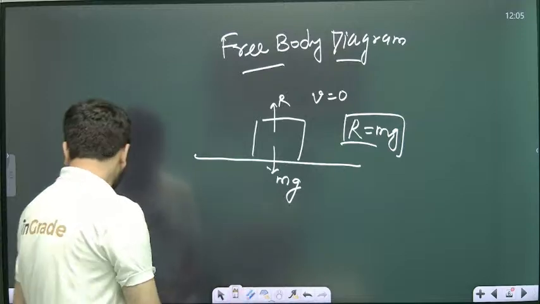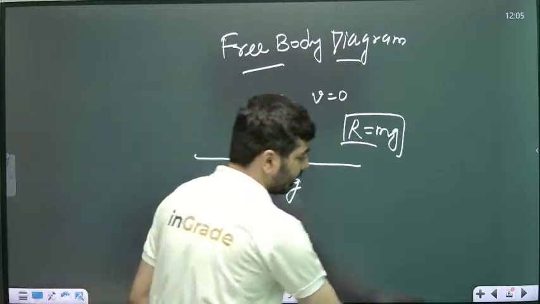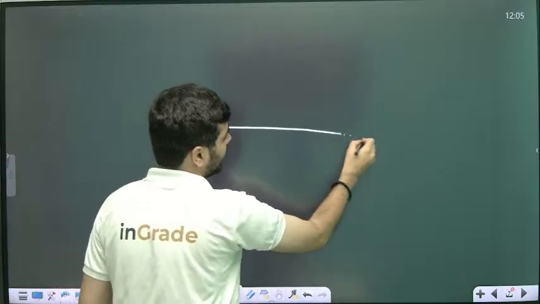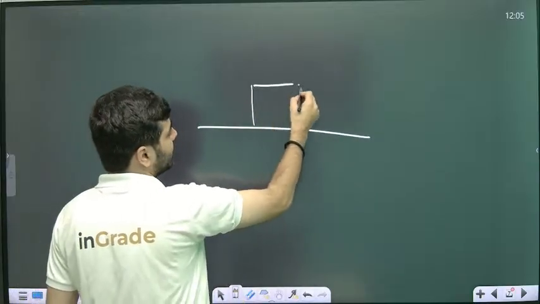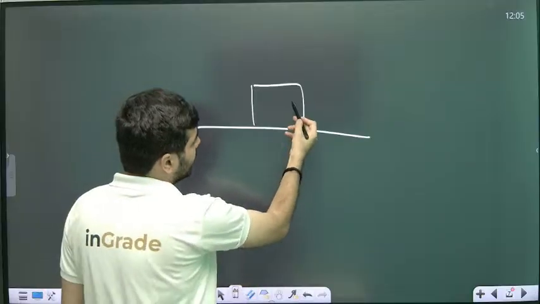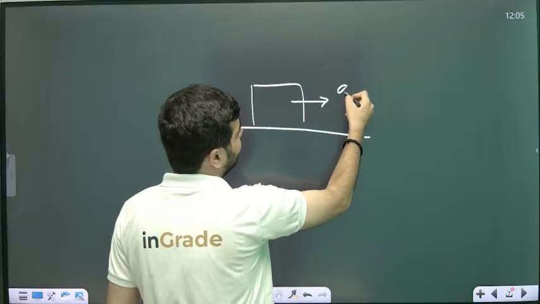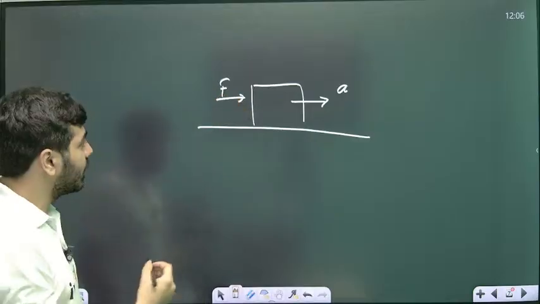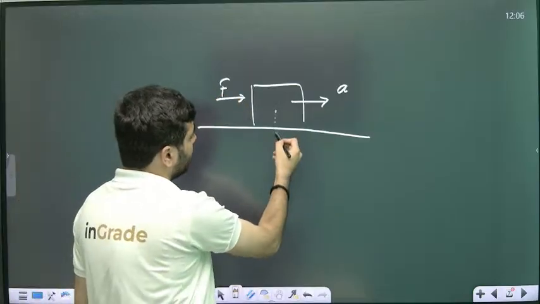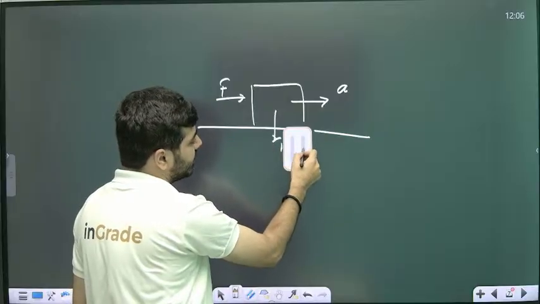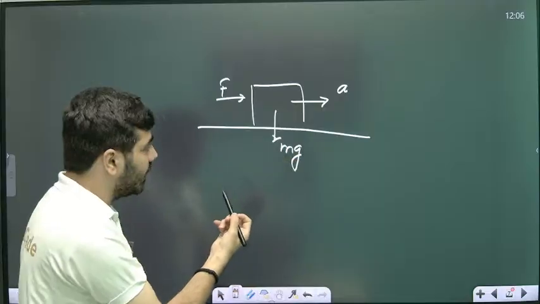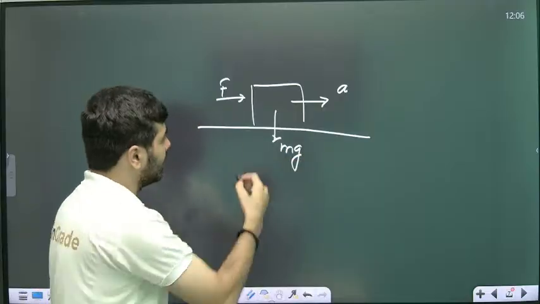Next, the free body diagram will be like this. Suppose this is the surface, and the mass of the body is m. This body is moving with acceleration a if we apply a force F. The total weight will be mg, and the reaction force of the surface on the body will be, let's say, R.